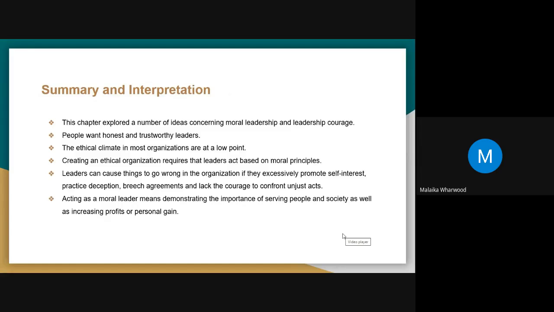This chapter explored a number of ideas concerning moral leadership and leadership courage. People want honest and trustworthy leaders, and I'm sure all of us can attest to that. You don't want to work amongst people who are dishonest. You want a leader that you can trust, that you have a relationship with, who is level-headed and makes rational decisions. The ethical climate in most organizations is at a low point.